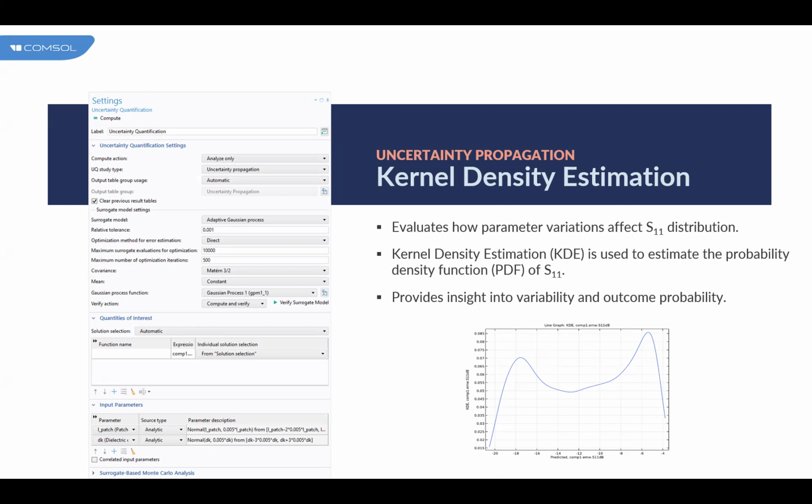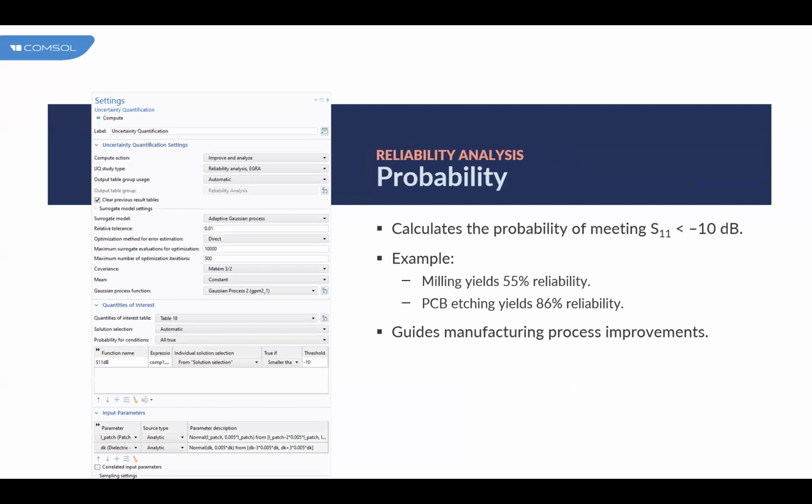Hence, we opt for the analyze-only action. Result-wise, we can see a mean value of about minus 12 dBs and a pretty huge standard deviation, which means we can easily fall out of the predefined range for the quantity of interest. The next logical step is to quantify the probability of meeting design targets such as S11 less or better than minus 10 dBs for a microstrip patch antenna via the so-called reliability analysis.